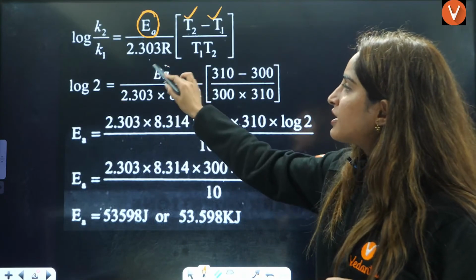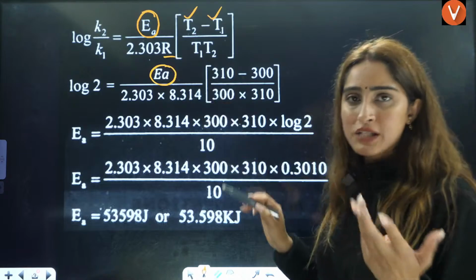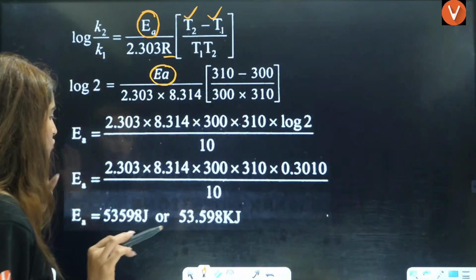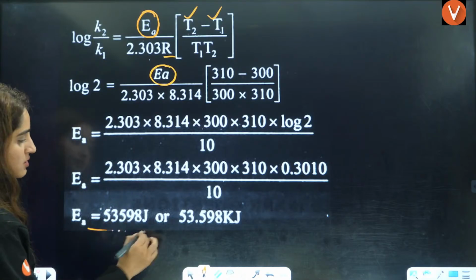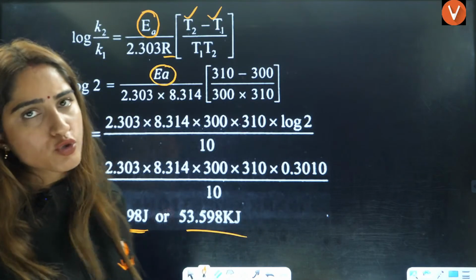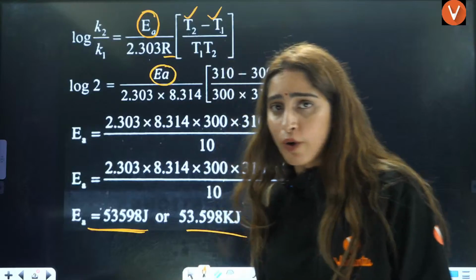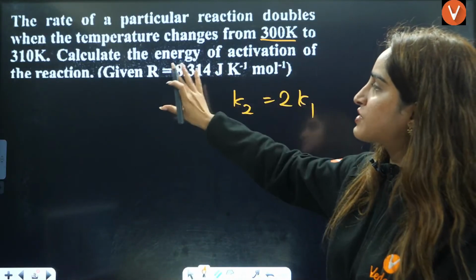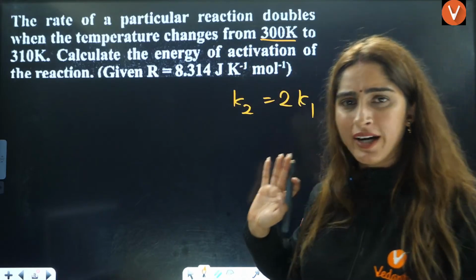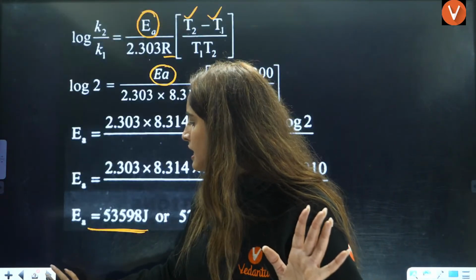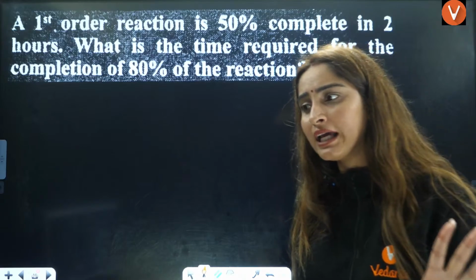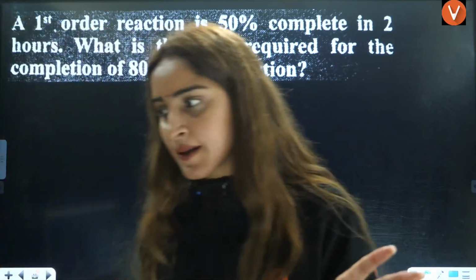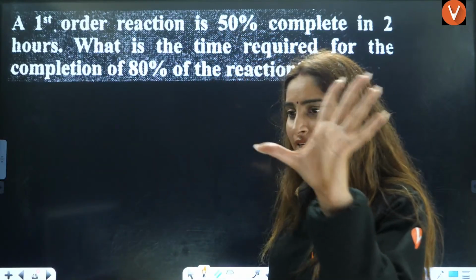Now, activation energy you have to calculate. R value is 8.314. Put all the values here, and you will get your answer either in joules or in kilojoules. That is totally your choice, right? It doesn't matter if they have not mentioned anything. They have just said energy you have to calculate, whether in joules or kilojoules, right? Okay, understood, guys? Is that clear?